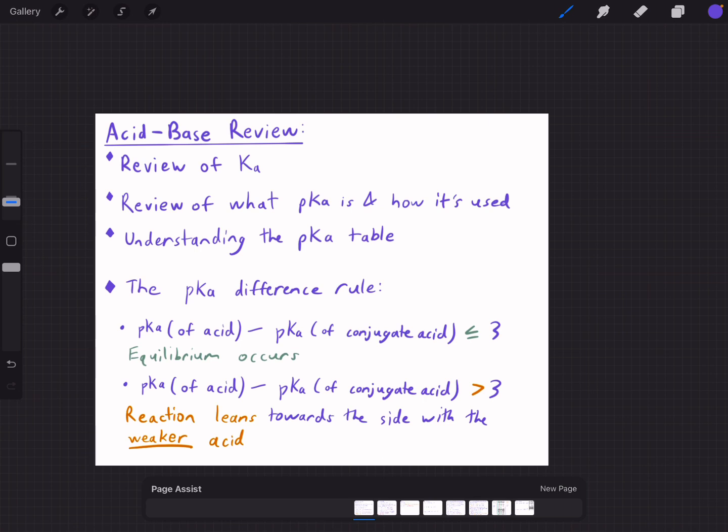Understanding the pKa table is very important. It's very useful. You will be provided it on the test, so it's great to know right now how to use it so you can make the most of your time on that exam.